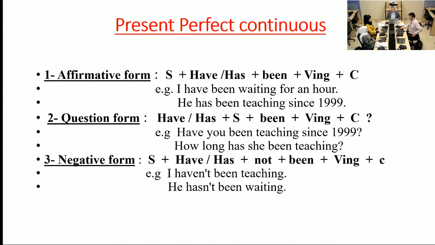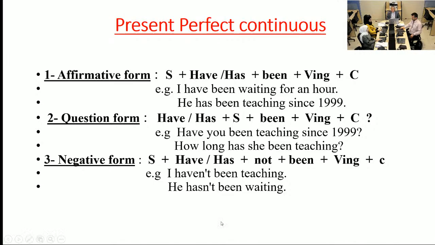I have been waiting for an hour. So this is the affirmative form. The question form starts with have and has: have you been teaching since 1999? And how long is very important. When we use since or for, we have to use how long, because it asks about the duration of time. The negative form adds not to have and has: I haven't been teaching. He hasn't been waiting.